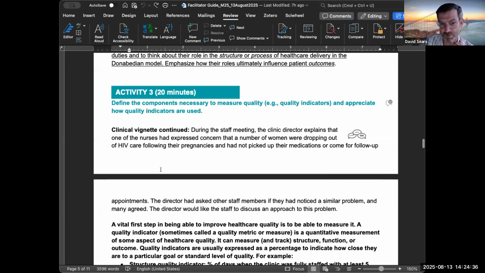So into activity 3 now. In activity 3, we introduce the concept of quality indicators, which unfortunately have many different names, sometimes quality measures, quality metrics, et cetera. And so we go back to our clinical vignette, which the learners and facilitators will see. This is where the idea of women who are pregnant with HIV dropping out of care following their pregnancies is introduced. And in the clinical vignette, we describe the director of the clinic asking staff members if they've noticed a similar problem. And then the idea that the staff will then talk about an approach to this problem.